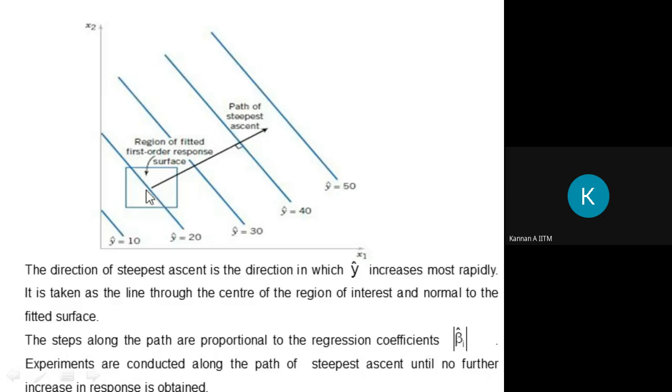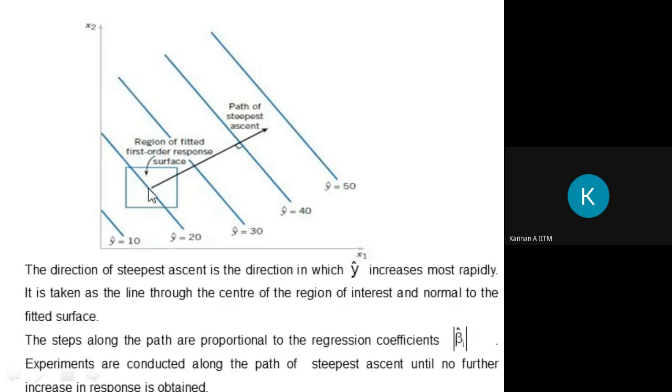What you can do is, after going in a certain direction, you can again do your experiments. Here you can find the model. There may be curvature in the model, and then based on the new model, you go in the direction of steepest ascent with respect to that model, and then you go some more. But that is going to be really a tedious process.